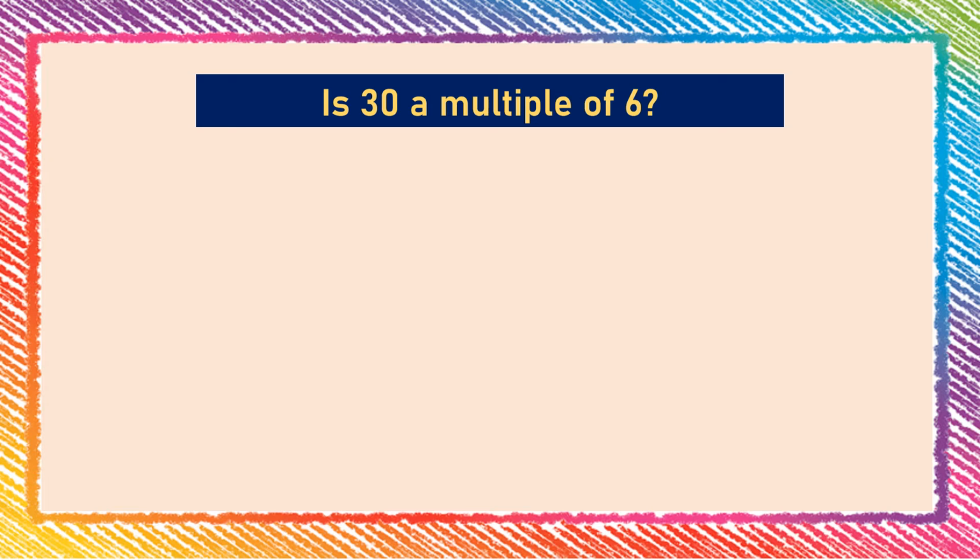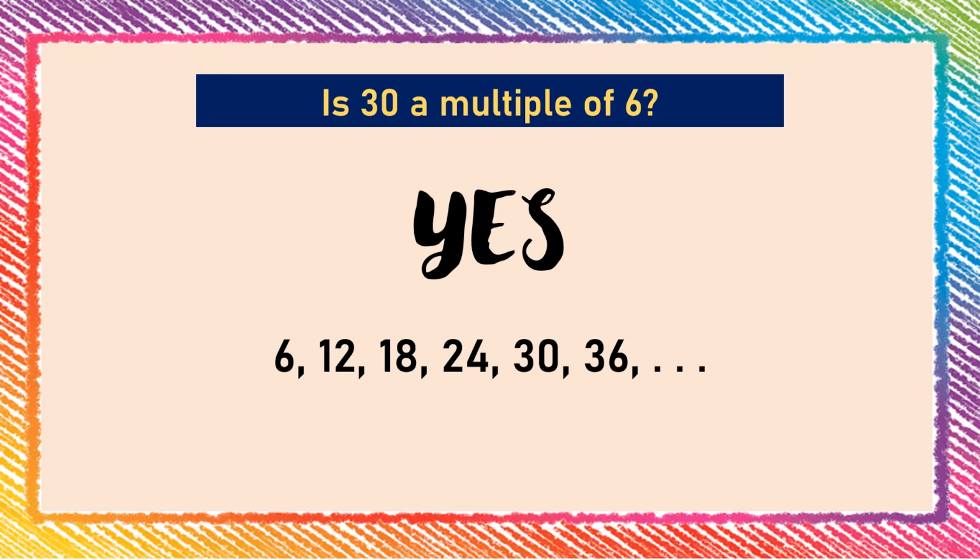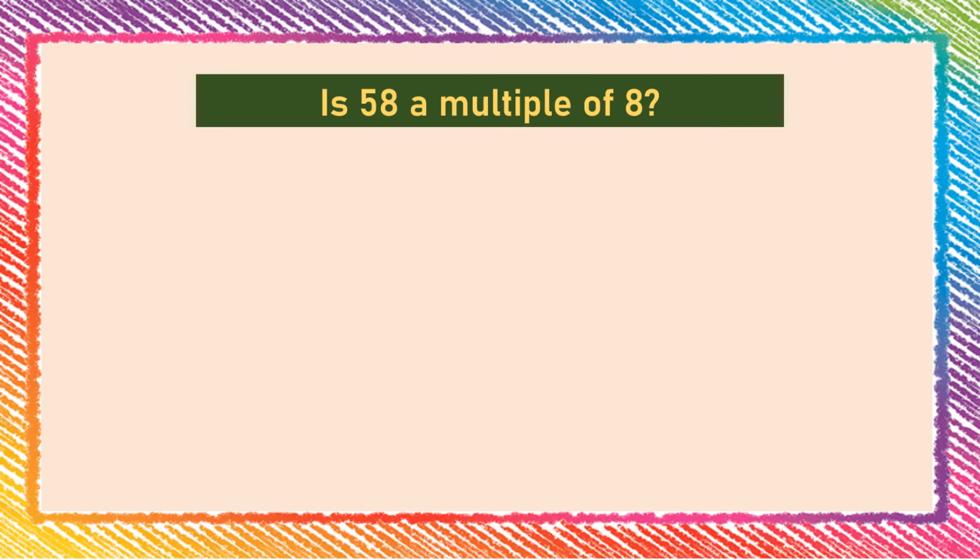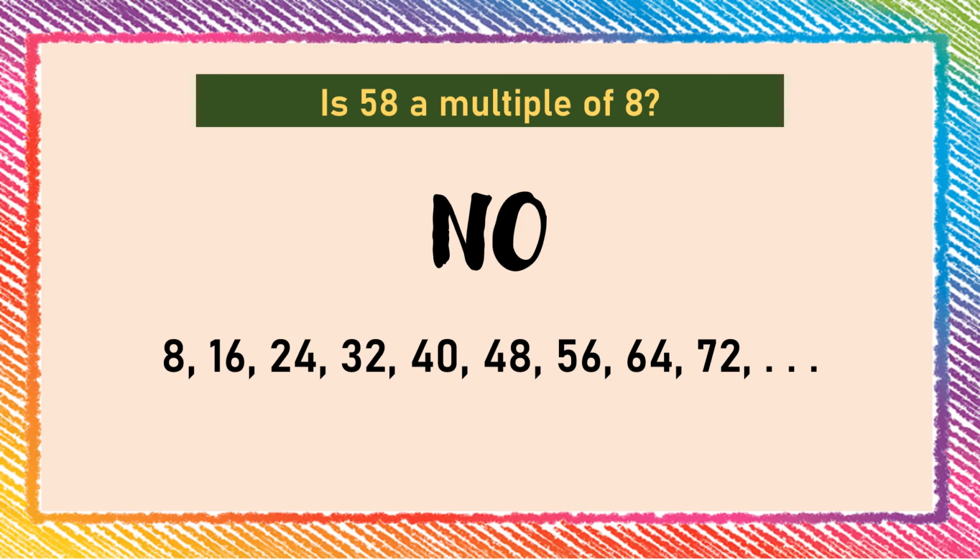Is 30 a multiple of 6? Answer: yes. Because you can get 30 if you multiply 6 and 5. And you can get exactly 30 if you skip count by 6. Is 58 a multiple of 8? Answer: no, because you cannot get 58 as a product of 8 and another whole number. And you cannot get exactly 58 if you skip count by 8.